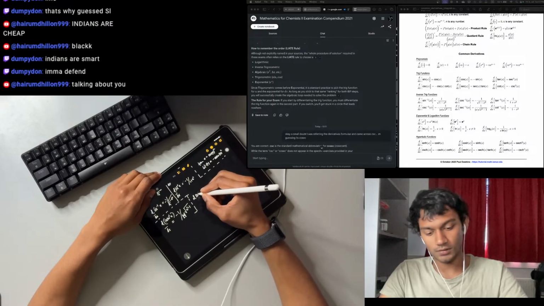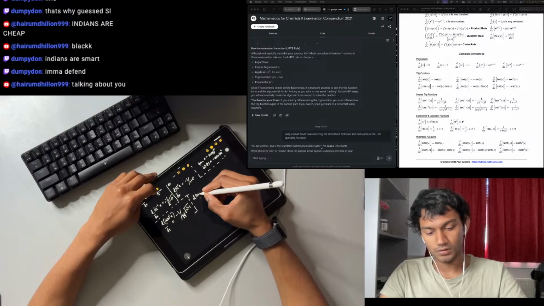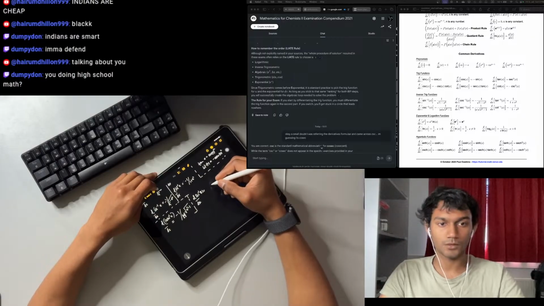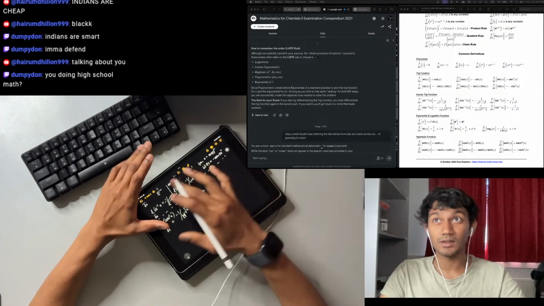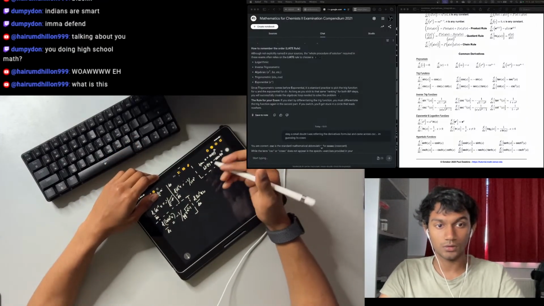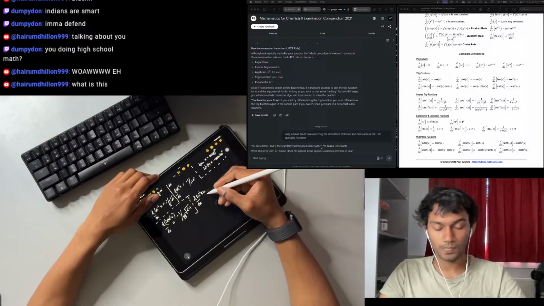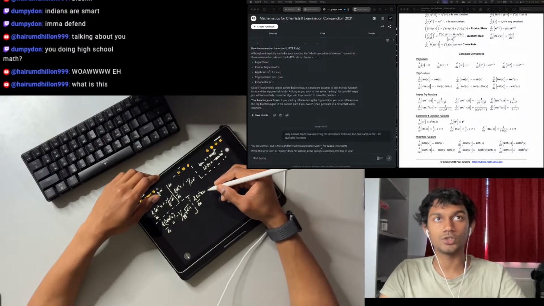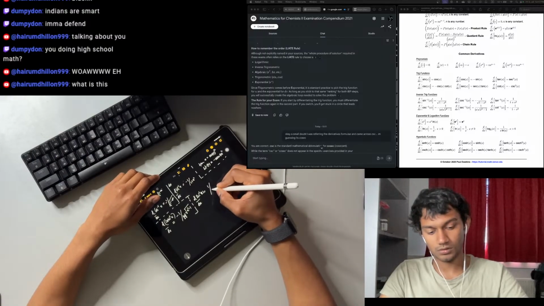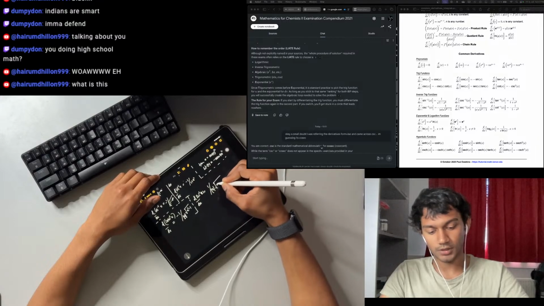Derivative of sec inverse x by dx. I'm doing high school math. Yeah, basic math. It's for university, but the formulas are what you learn in high school. This is basic derivative formulas. Sec inverse of x equals 1 by absolute value of x by root of x squared minus 1.